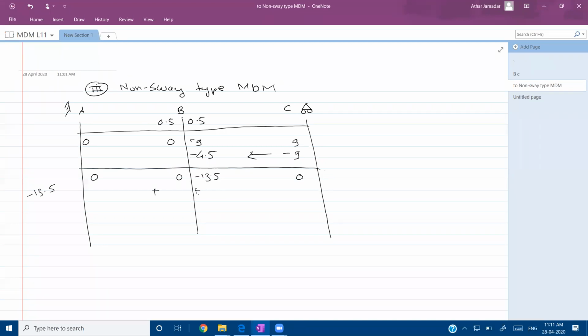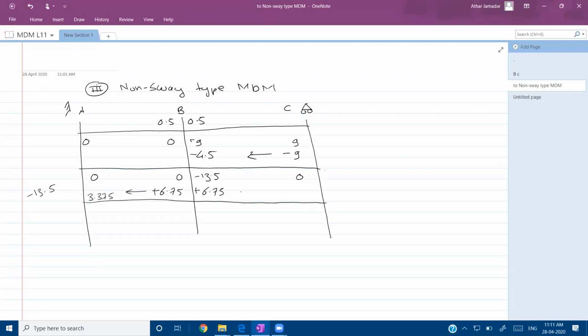But before applying that correction, we have to multiply it with the respective distribution factor. So 13.5 into 0.5 is going to be 6.75. Both DFs are the same. So the corrections for both BA and BC are going to be 6.75. Now, as support A is fixed, this correction has to be carried over. So 6.75 divided by 2 is 3.375.